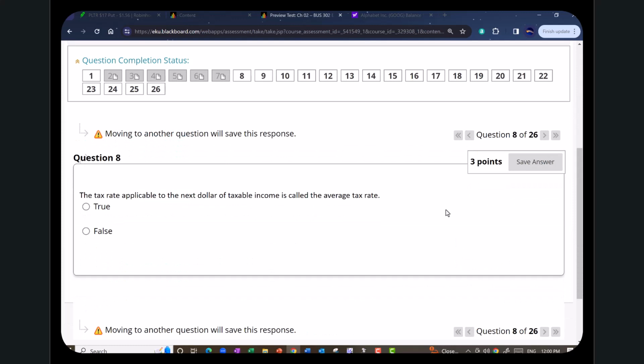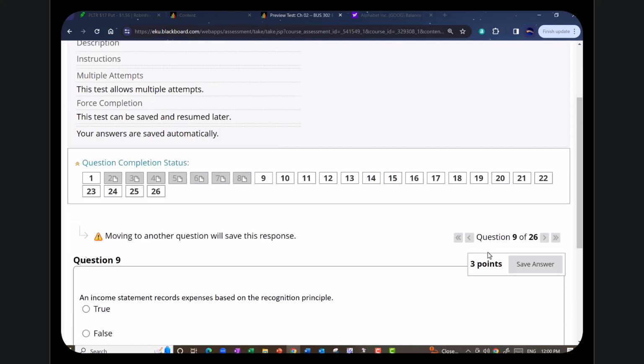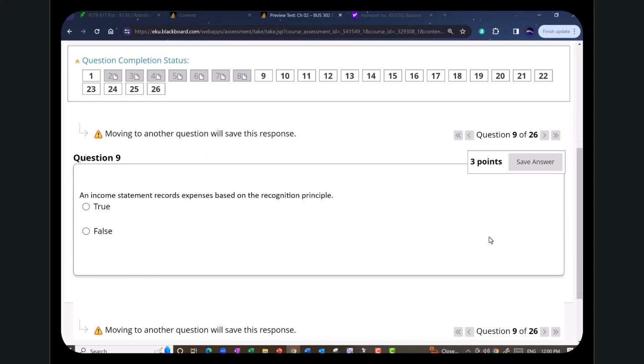Tax rate applicable to the next dollar is called the marginal tax rate, not average. This is basically a definitional issue. I mean, it's so definitional, I didn't even cover it in the class. Presumably, you're reading the book.